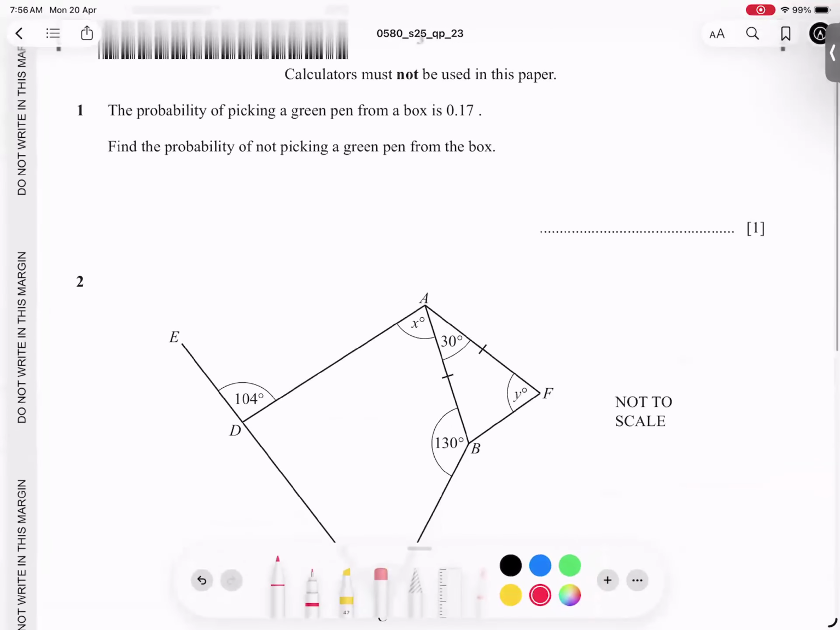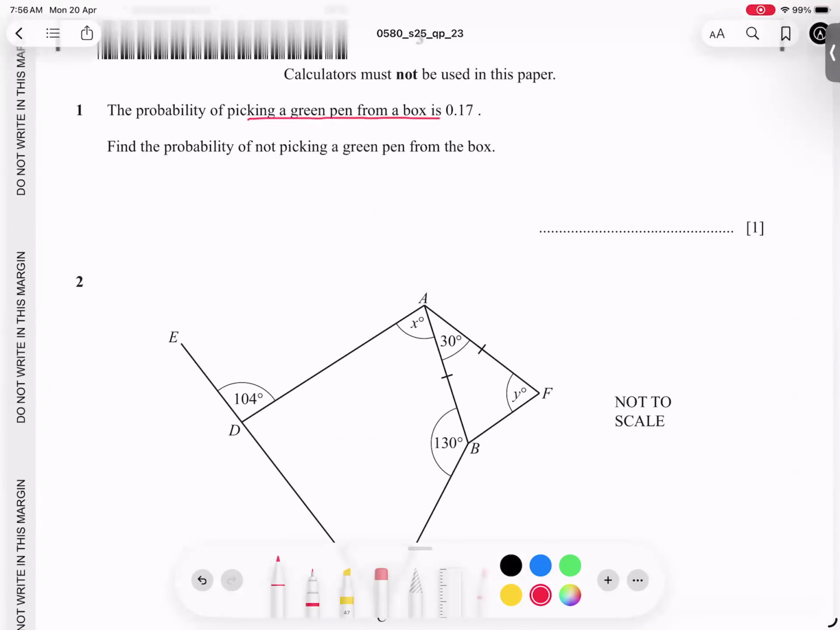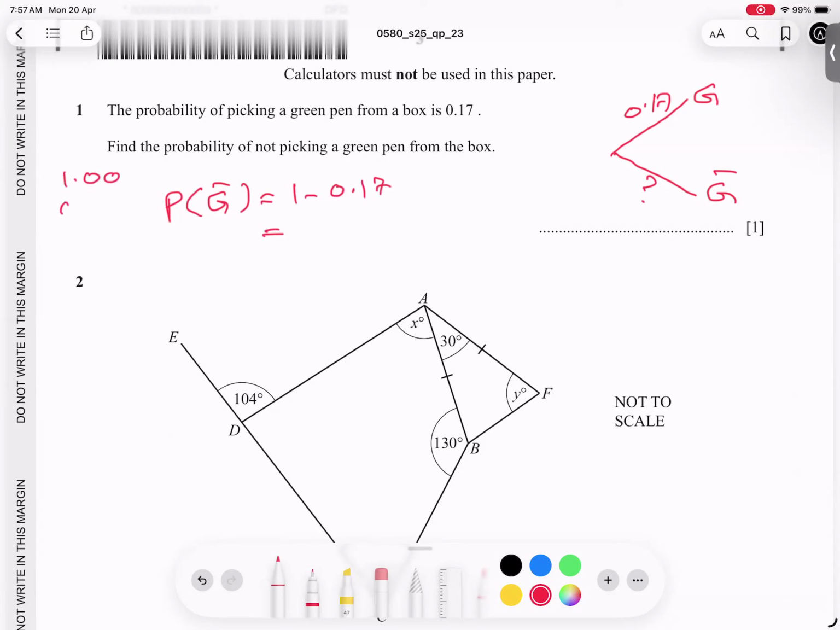Question number 1. The probability of picking a green pen from the box is 0.17. So what he's asking for is not green. How to find it? You know it very well. Probability of not green is 1 minus green. As I subtract, you must know how to do it without a calculator. If you don't know, write it like this: 1 minus 0.17. So here I got a 3 and here I got an 8. So 0.83.